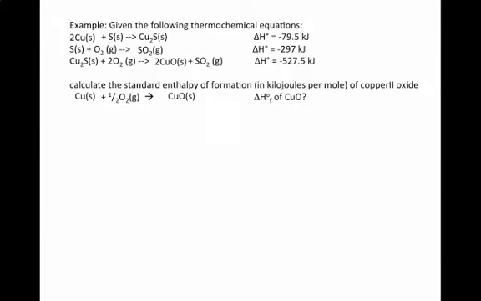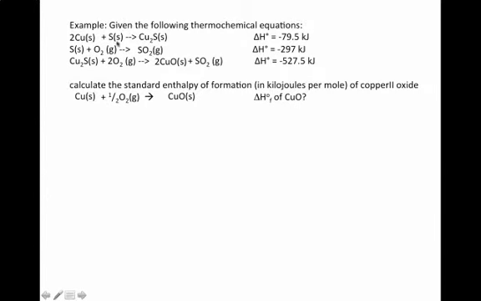Here's an example of manipulating thermochemical equations. So I have three equations that have been given, and this is my target equation: copper plus half of oxygen gas gives you copper 2 oxide. And we're looking for the heat of formation of copper 2 oxide.